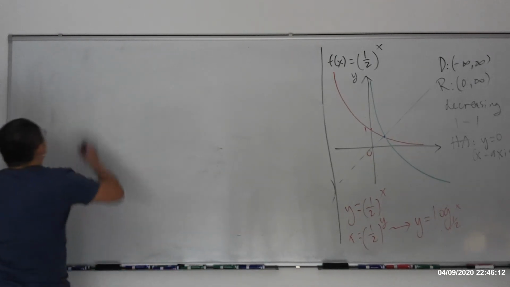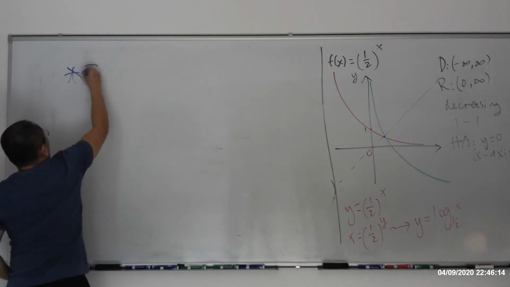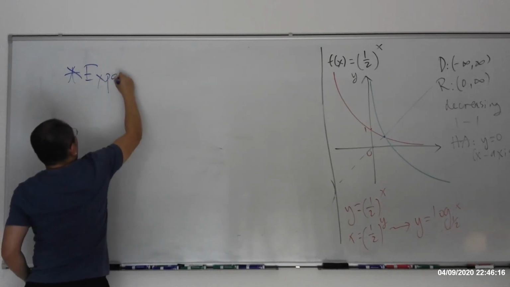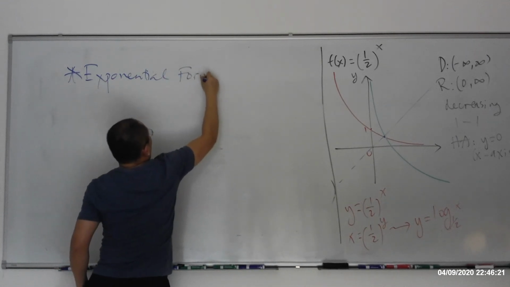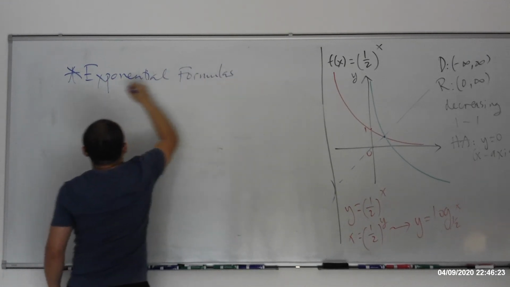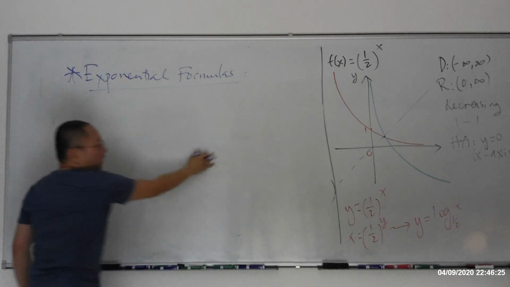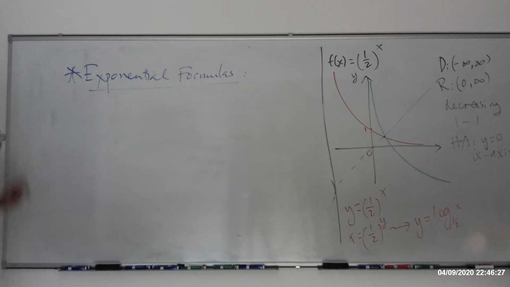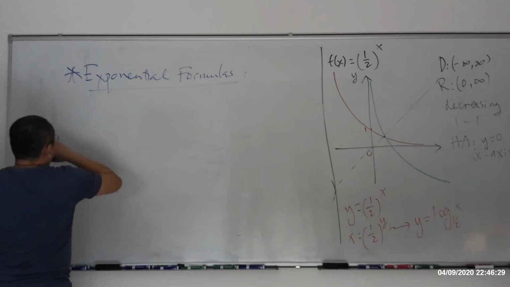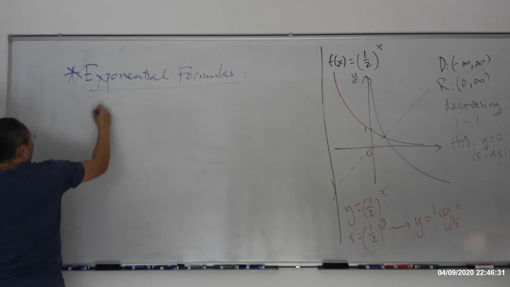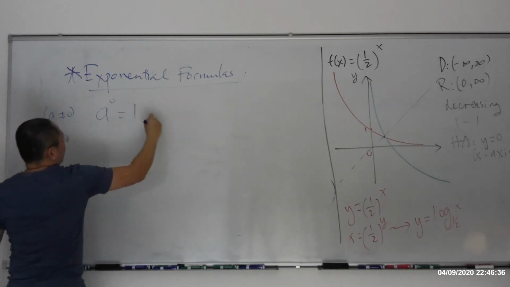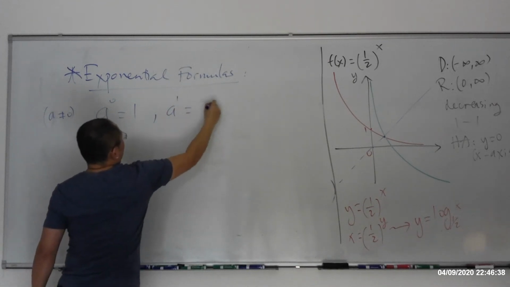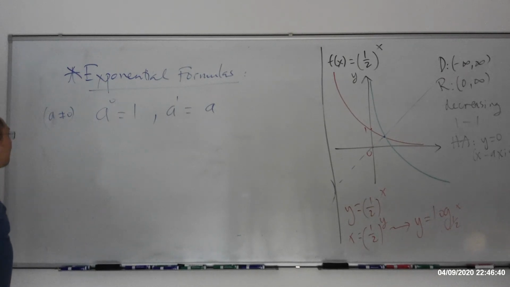Okay. Exponential formulas. Let's call a the base, okay? The base a is not equal to 0. So we got a to the 0 is equal to 1. Right? a to the 1 is just a. Right?